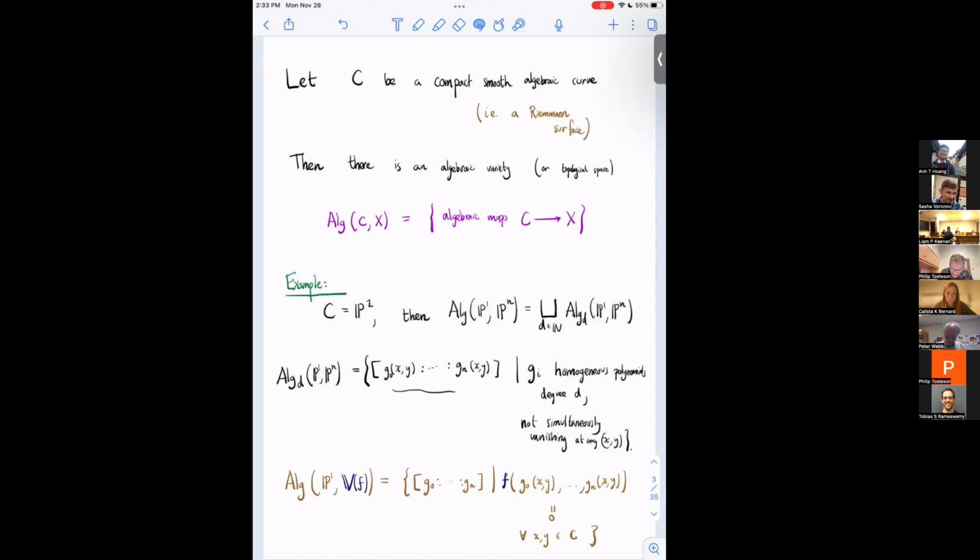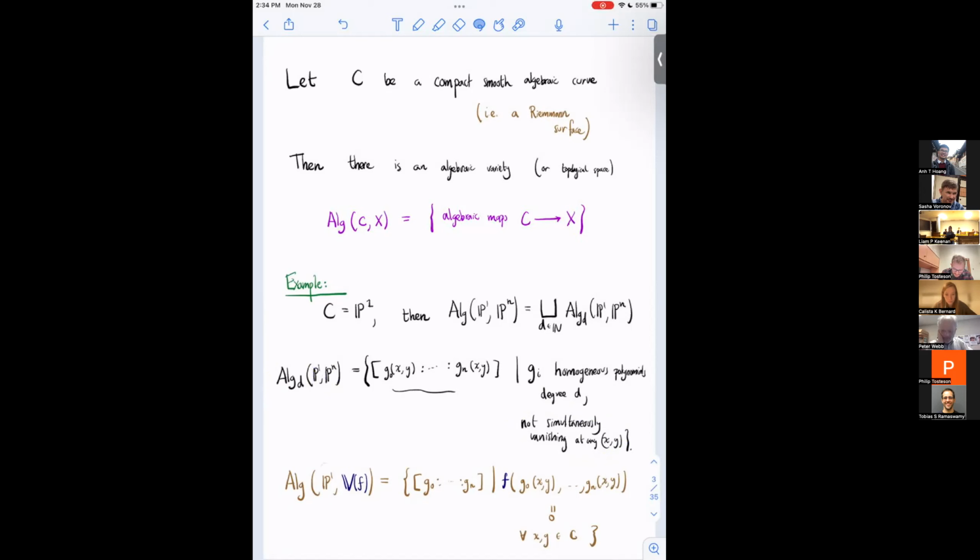So when C is P^1, this algebraic mapping space breaks up as a disjoint union of different connected components, one for each natural number. That's the degree. The degree d component, the set of degree d algebraic maps from P^1 to P^n, is really just the set of tuples of polynomials g_0 through g_n, where g_i is a polynomial that's homogeneous of degree d in two variables, x and y. And none of those polynomials are allowed to have any common factors, so they can't simultaneously vanish at any choice of x, y. So that's what this space really is when you're considering maps from P^1 to P^n.